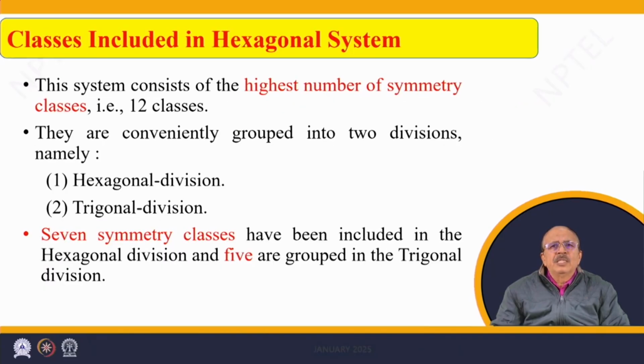Classes included in the hexagonal systems are 12 classes. The system consists of highest number of symmetric classes, that is 12 classes. They are conveniently grouped into two divisions, hexagonal division and trigonal division. 7 symmetric classes have been included in the hexagonal division and 5 are grouped in the trigonal division.